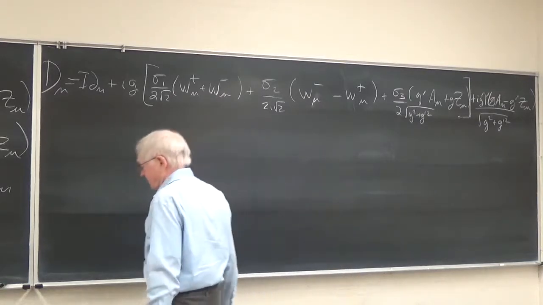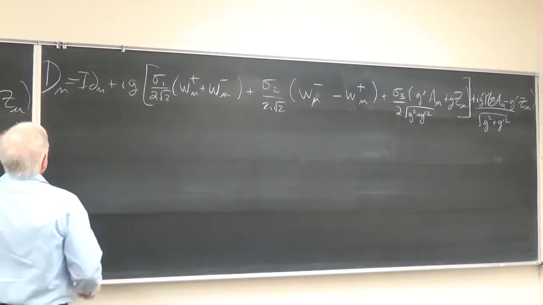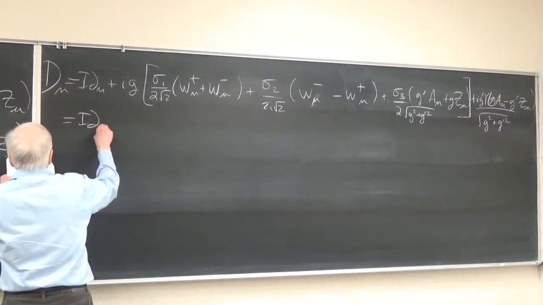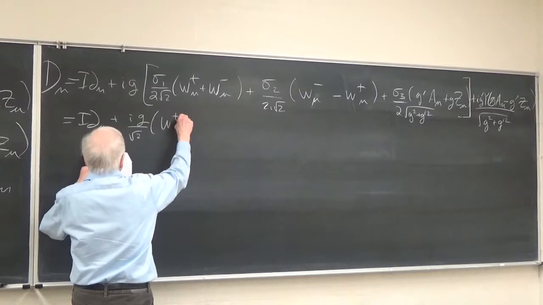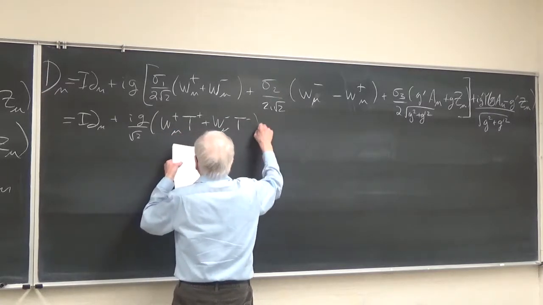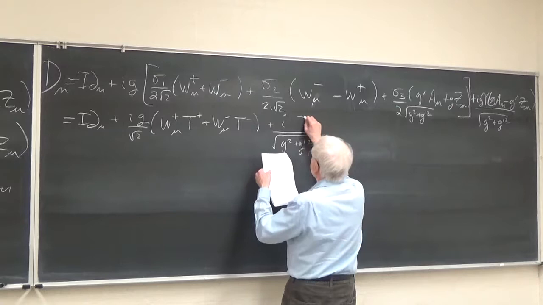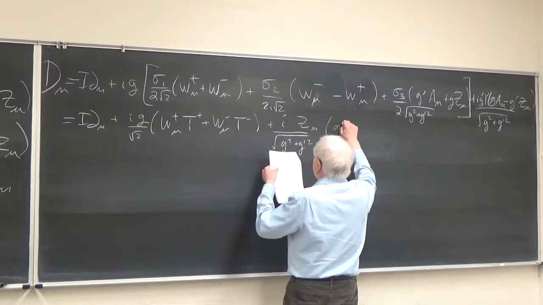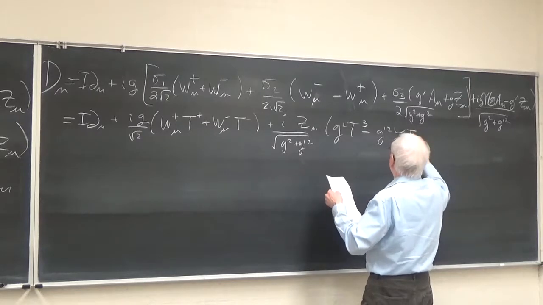Apart from the fact that if we act on a Dirac fermion, we have to project out the left-handed part of the fermion. We can't have this act on the right-hand components. And we can write this a little more neatly as iD_mu plus i g over root 2 (W plus mu T plus plus W minus mu T minus) plus i over square root of g squared plus g prime squared Z mu (g squared T3 minus g prime squared Y I).